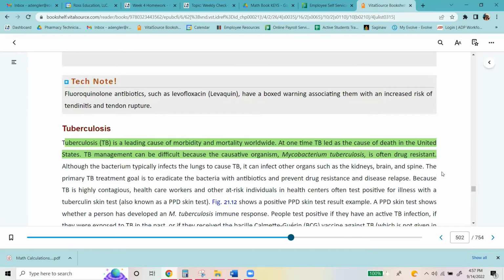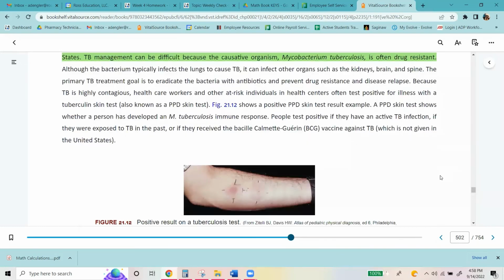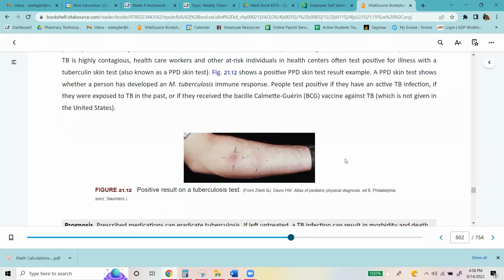It's highly contagious, so healthcare workers and other at-risk individuals in health centers often test for illness with the tuberculin skin test. A skin test shows whether a person has developed a tuberculosis immune response. People test positive if they have an active TB infection, if they were exposed to TB in the past, or if they received the Bacillus Calmette-Guérin (BCG) vaccine against TB, which is not given in the United States. So here's positive results on a TB test.